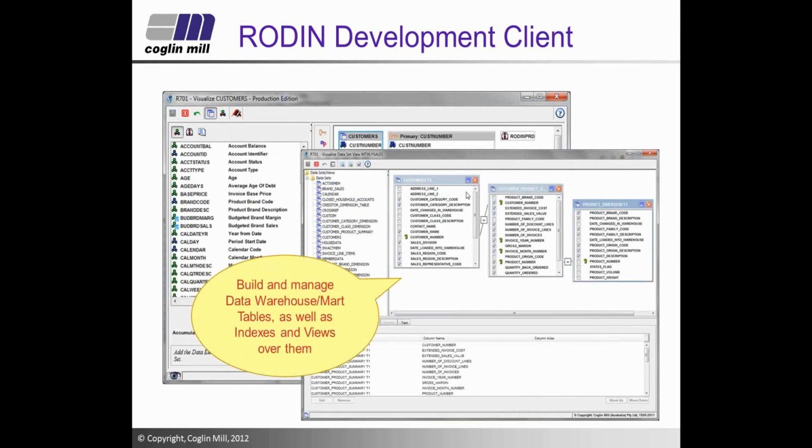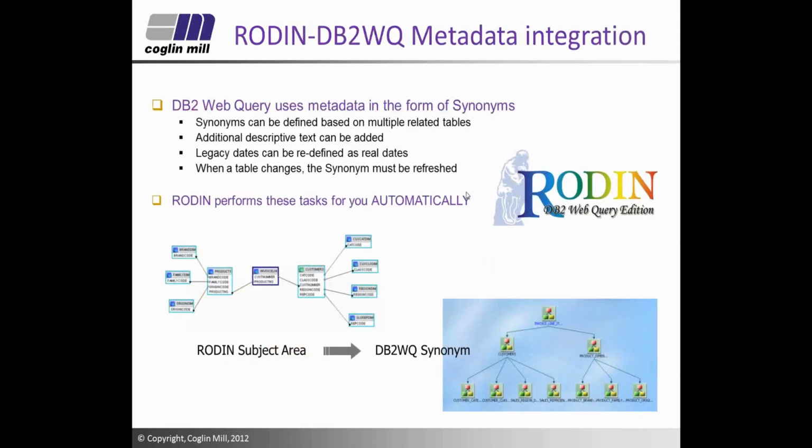Graphical development for building tables and views also, so it's very easy to create new tables and create views based on them. And we have integration with DB2 Web Query. RODIN has capabilities of defining table joins, and that can be implemented automatically as a join synonym in DB2 Web Query, again simplifying the DB2 Web Query experience. But for any table that you create in RODIN, the synonym is automatically created if you're using it with DB2 Web Query.